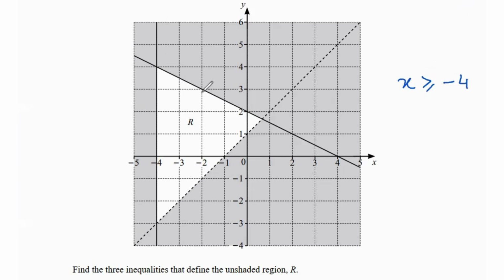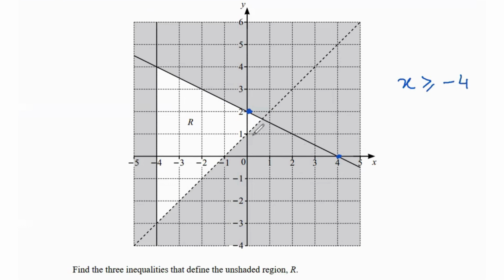Now, next is this solid line. So this solid line is passing through this point and this point. These are your x and y intercepts. So let's use these to find the gradient. Our rise over run is going to be: run is 4 units, rise is 2 units.